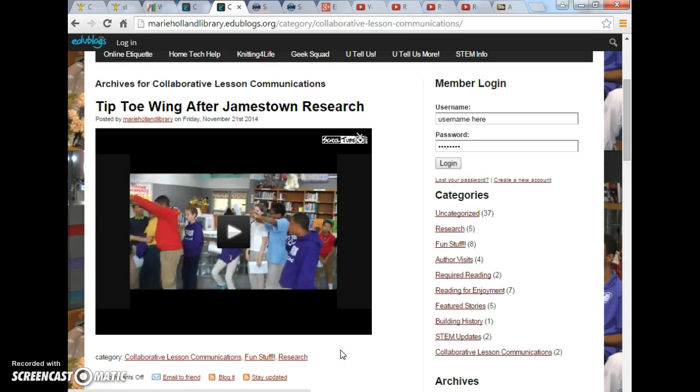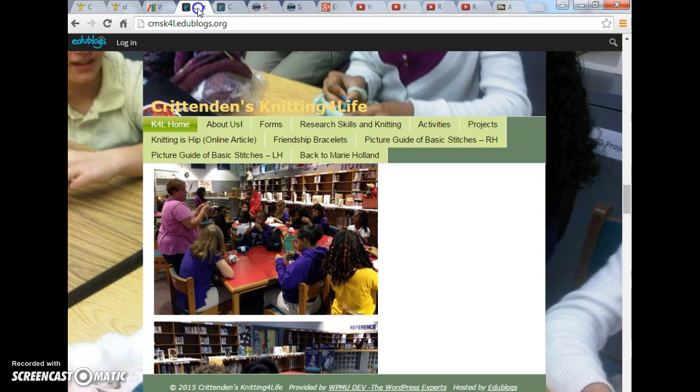Another thing, for the community, there is the Crittenden's Knitting for Life organization here. It's a group of students. What I really enjoyed about this group is that they are looking for problem-driven research, and they are coming up with real-world applications for it.